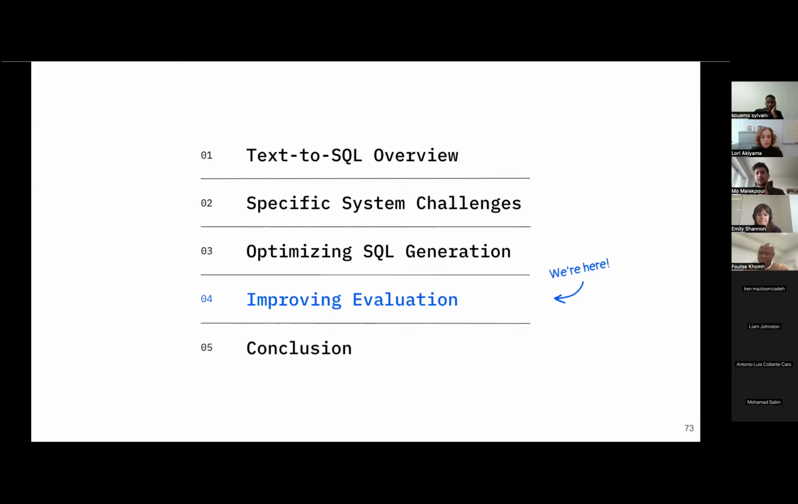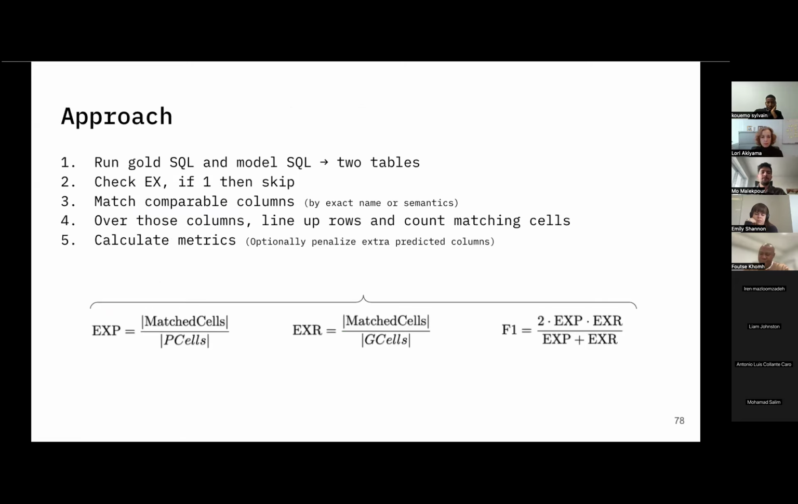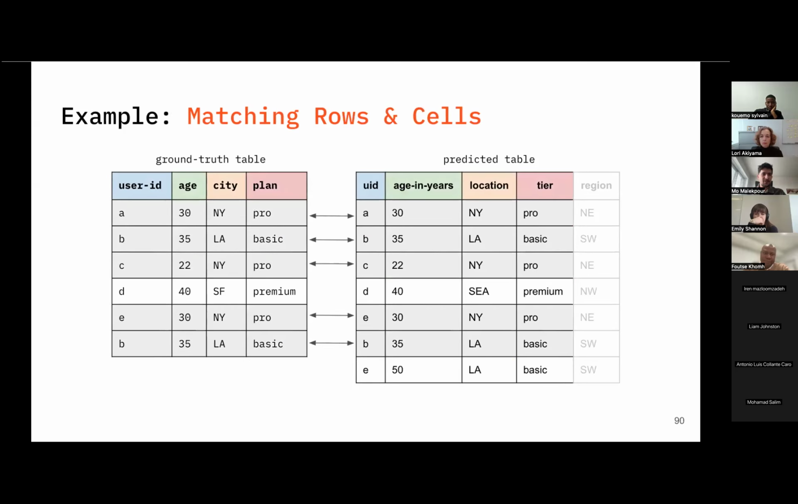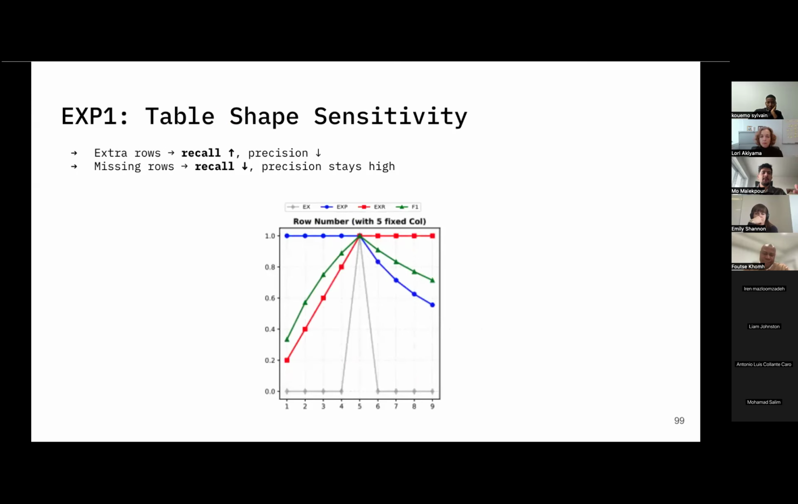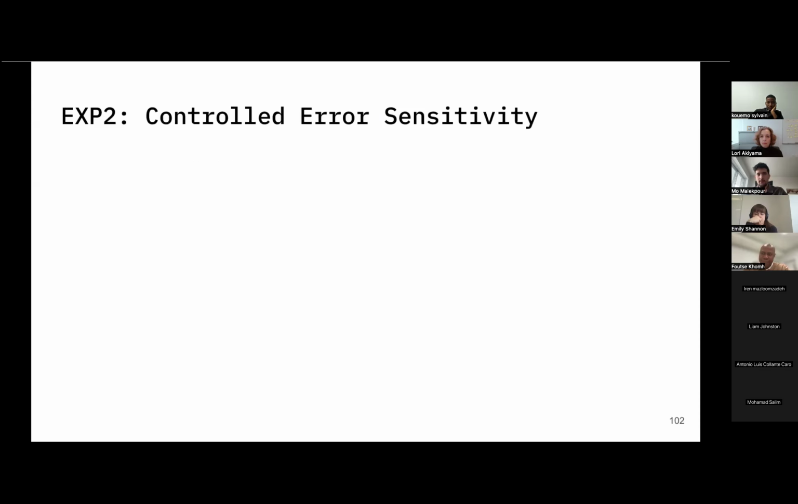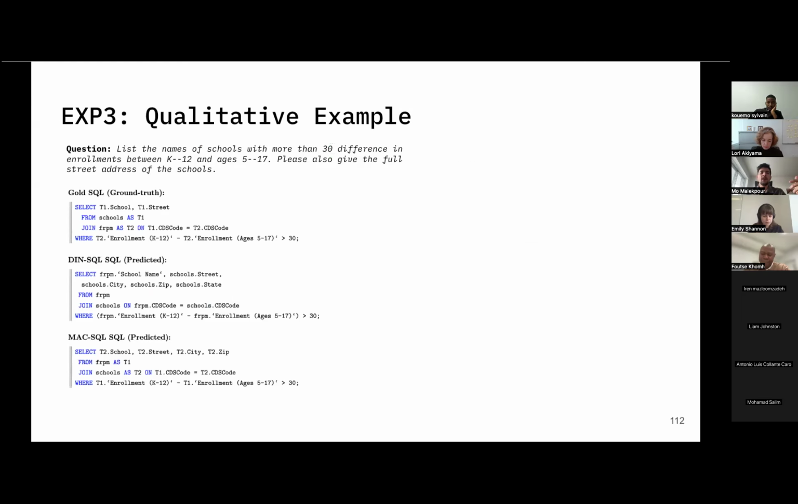The second challenge of the thesis is evaluation, but I have to skip it. But in summary, we try to add a notion of precision and recall to the evaluation part. We introduce new metrics, EXP, EXR, and F1. I'll skip the explanation. Basically, we don't have binary metrics anymore. We have a spectrum from 0 to 1, and we can evaluate and debug the systems better.